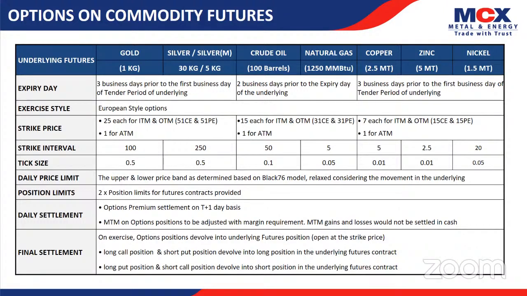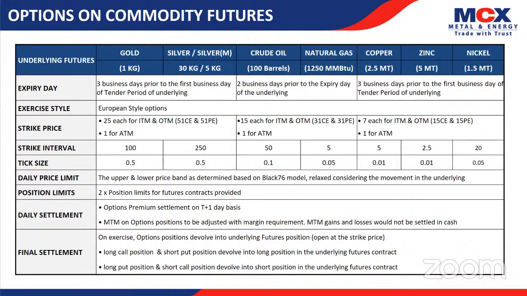All options on the exchange are European style. That is, holders will be able to exercise their right only on expiry. Correspondingly, the strike prices and their intervals are all given in the contract. For the bullion side, minimum 51 call European and put European strikes you will find at any point in time. For the energy side, minimum 31 call European and put European you will always find on the screen as per contract. And in the metal segment, you will have at least 15 call European and 15 put European.